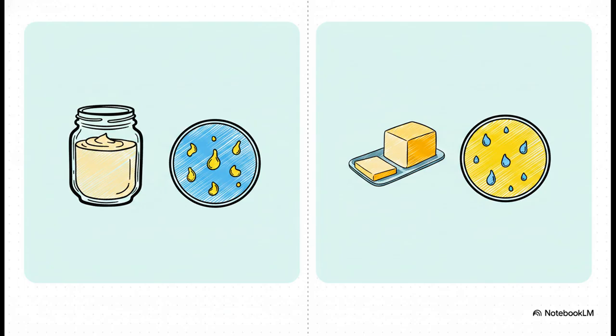First, we've got oil and water emulsions, or OW, where oil droplets are dispersed throughout a continuous water phase. This is the exact magic behind mayonnaise and creamy salad dressings. And then you contrast that with water and oil, or WO, which are inverse emulsions. This is where water droplets are trapped within a continuous oil phase, and that creates foods like butter and margarine.